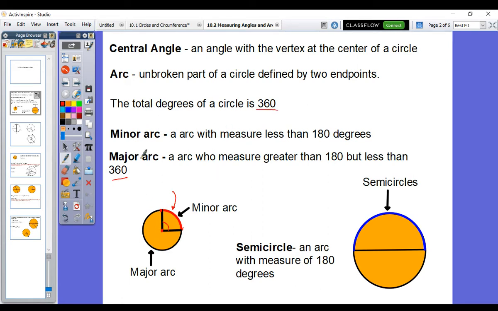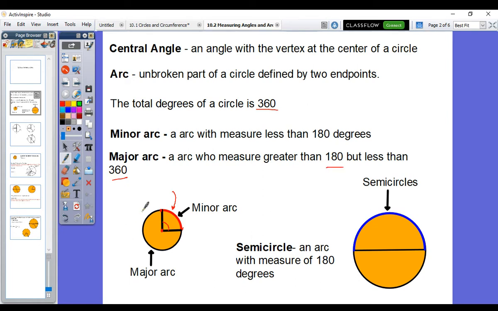This is right here. Now we have what we call major arc and minor arc. So major arcs in this case would be the red one. This is a minor, sorry. Minor arcs are anything less than 180. Anything less than 180, from 1 to 180, is a minor arc. If it's exactly 180, it is a semicircle. Anything over 180 but less than 360 is a major arc.